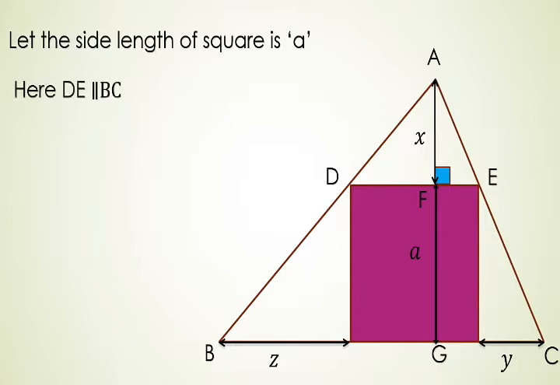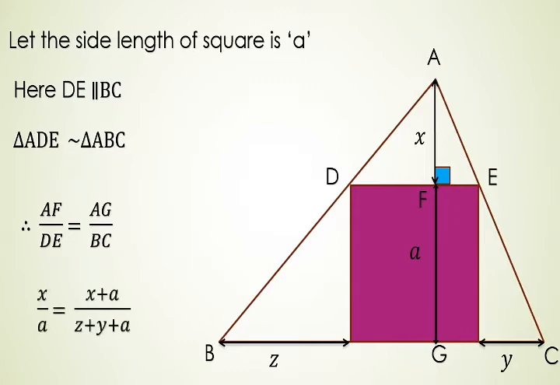Here DE is parallel to BC. Hence we can conclude that triangle ADE is similar to triangle ABC. Since the two triangles are similar, the ratio of their corresponding sides must be constant. So height of the smaller triangle, that is AF, upon base of the smaller triangle, that is DE, will be equal to height of the larger triangle, that is AG, upon base of the larger triangle, that is BC.